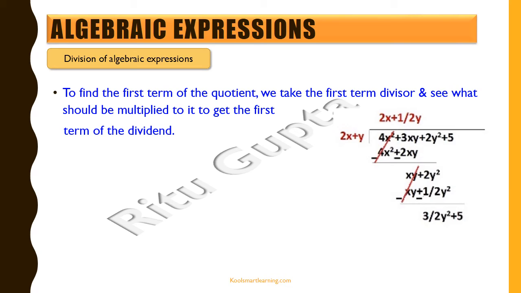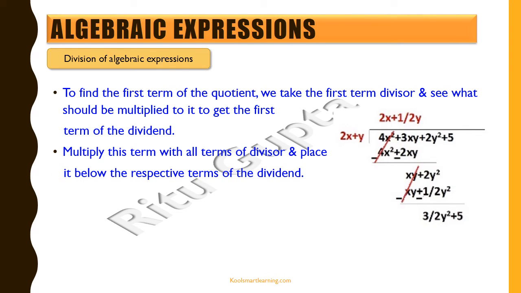And we need to arrange the divisor also in a similar way, so that if we are arranging the highest exponent of x as the first term in the dividend, we will arrange the highest exponent of x in the divisor also as the first term. So now that we've found the first factor to be multiplied, we found that 2x plus y needs to be multiplied by 2x to get the first term 4x square.